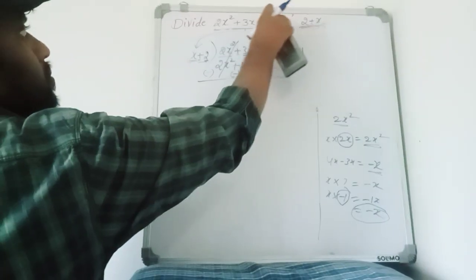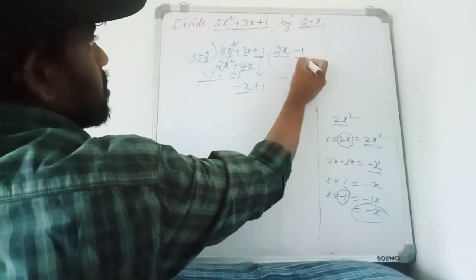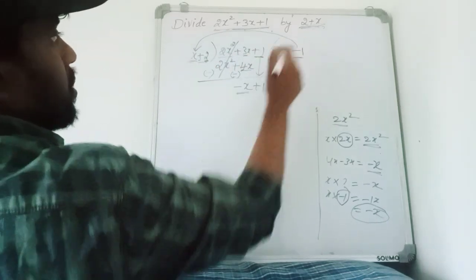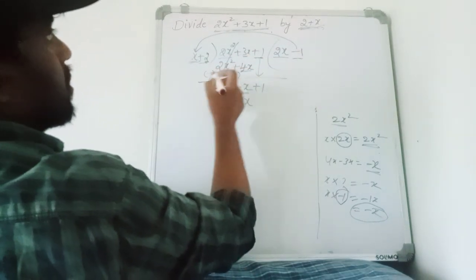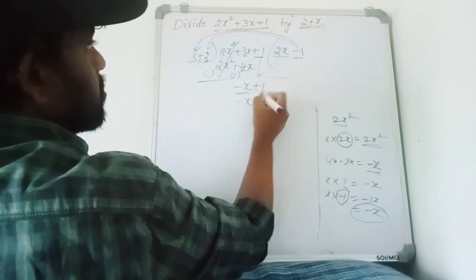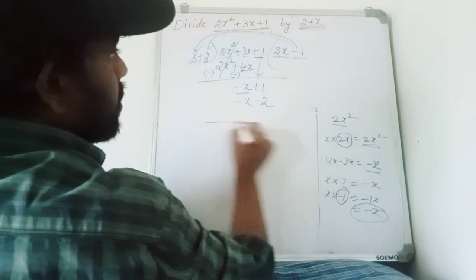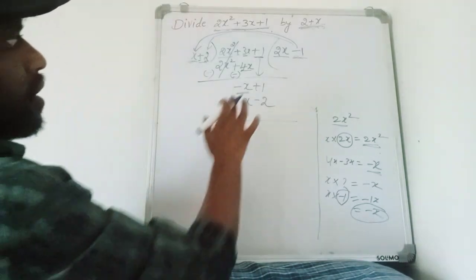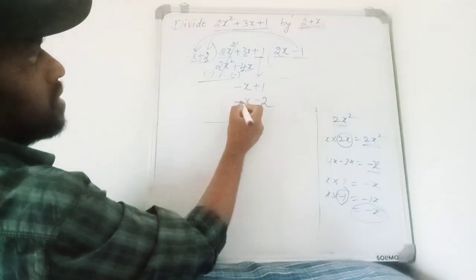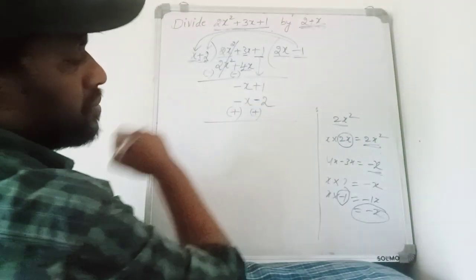Now consider this minus 1. We have to multiply this x first. x into minus 1, minus x. Next, multiply this plus 2. Plus into minus, minus 2 into 1, 2. Next we have to subtract. While subtracting, we have to change the signs of this. So here minus is there, it will become plus. Here minus is there, it will become plus.